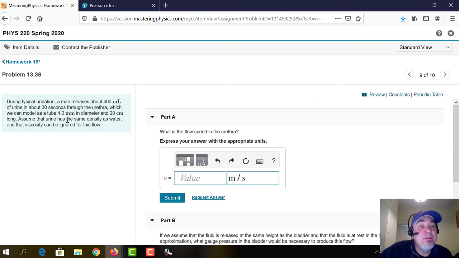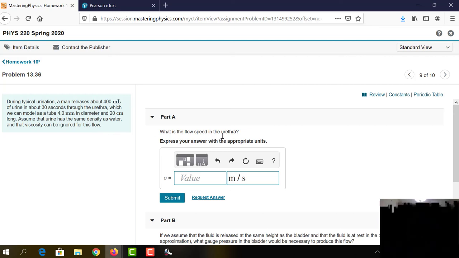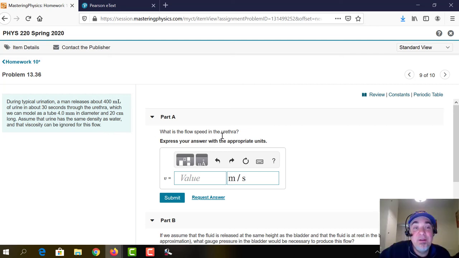Which can be modeled as a tube 4 millimeters in diameter and 20 centimeters long. Assume that the urine has the same density of water, so 1,000 kilograms per cubic meter, and the viscosity can be ignored. Okay, so no sort of friction associated with the fluid. What is the flow speed in the urethra? So what's the flow speed in this tube?